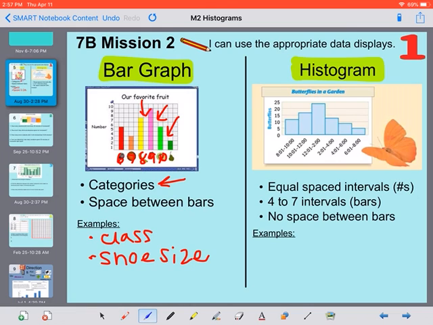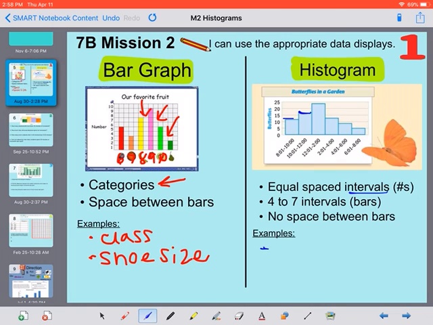Whereas a histogram, on the other hand, is based on intervals or a range of numbers. There are usually between 4 and 7 intervals or bars, and there's no space between them because where one leaves off at like 10 a.m., the next one begins at 10:01 a.m. So, for example, this is how many butterflies there are in a garden. From 8 to 10 a.m., there were around 12 butterflies in the garden. Then from 10:01 to 12, there were around 18, and so on.